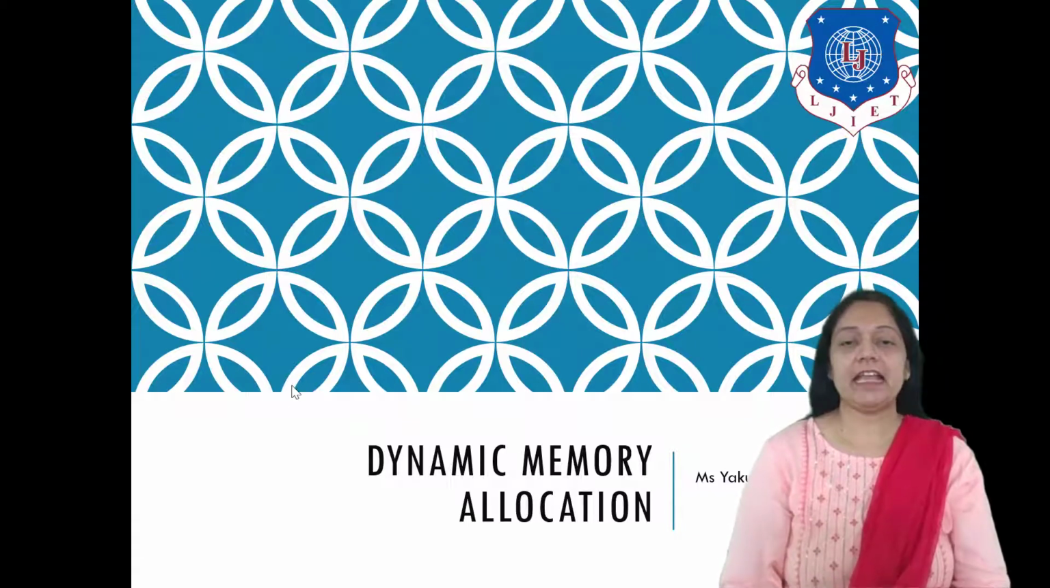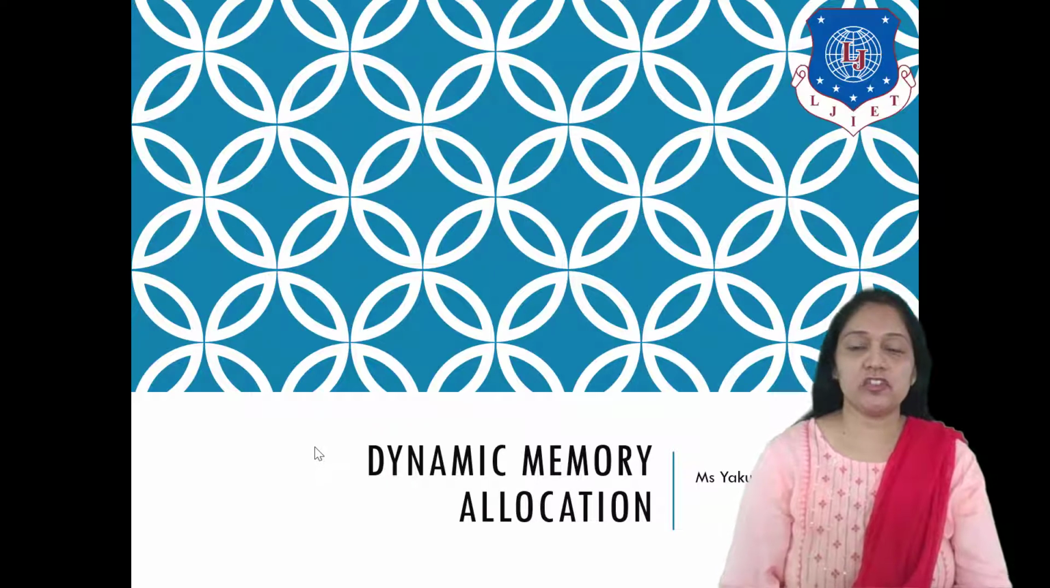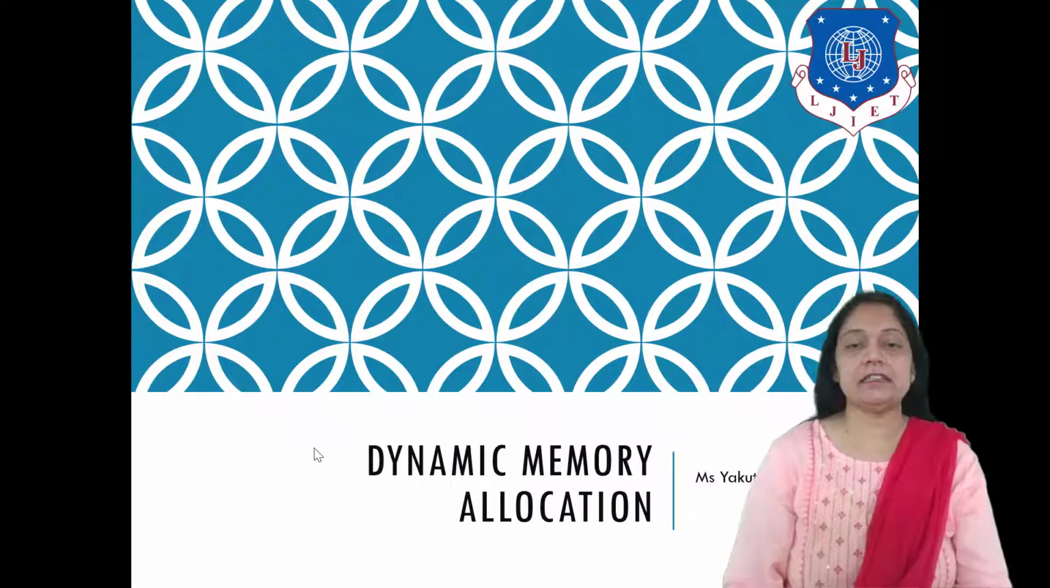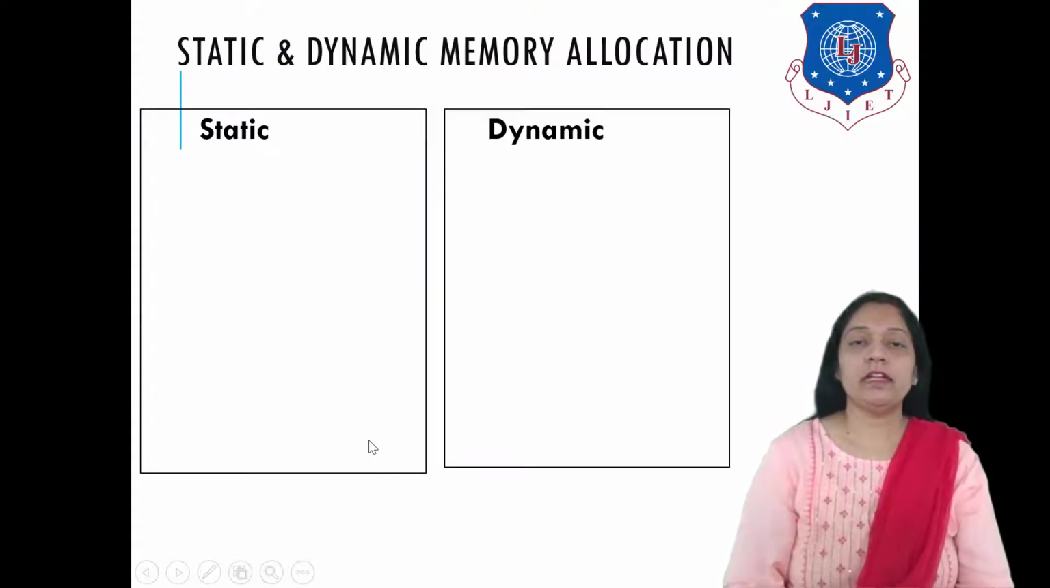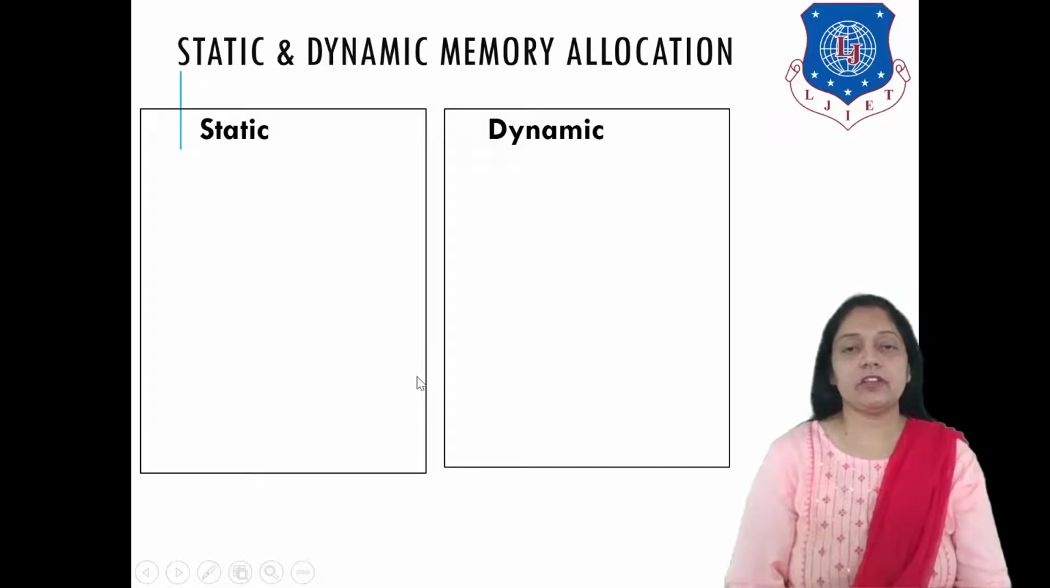Today we'll start with the next chapter of C, that is dynamic memory allocation. It's one of the very important topics available in C. So we normally have two types of memory allocation: one is static memory allocation and another is dynamic memory allocation. Let's understand the difference between static and dynamic memory allocation first.